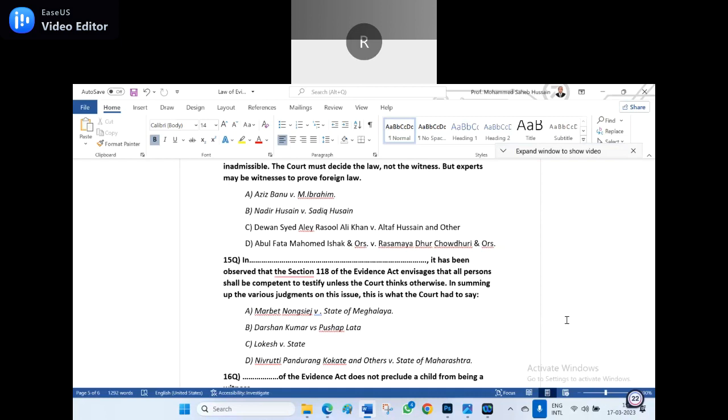Option A, sir. Option A, Marbet Non-Seji versus State of Meghalaya. That is the right answer. The 15th question is answered.